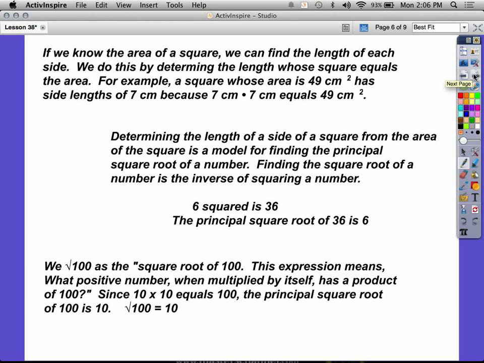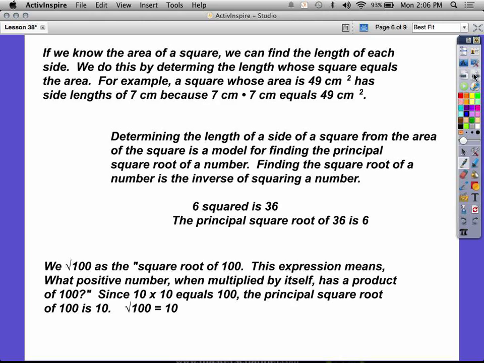If we know the area of a square, we can find the length of each side. We do this by determining the length whose square equals the area. For example, a square whose area is 49 centimeters squared has side lengths of 7 centimeters because 7 centimeters times 7 centimeters equals 49 centimeters squared. Determining the length of a side of a square from the area of the square is a model for finding the principal square root of a number. Finding the square root of a number is the inverse of squaring a number.